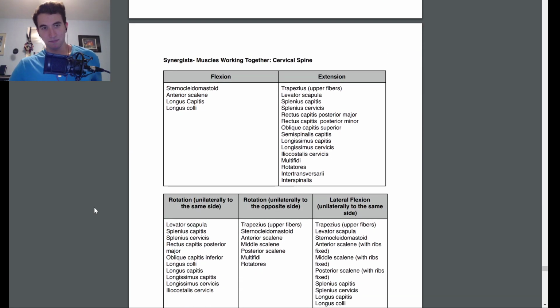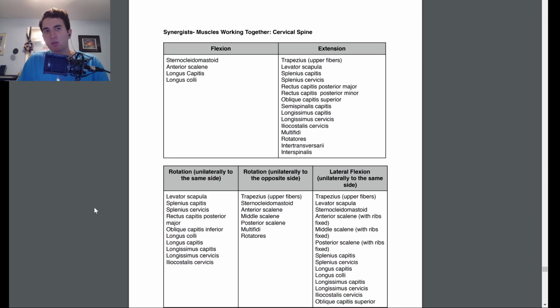So the synergists of the cervical spine. For flexion, you have the sternocleidomastoid, anterior scalene, longus capitis, and longus colli. For extension, you have the trapezius, the upper fibers, levator scapulae, splenius capitis, splenius cervicis, rectus capitis posterior major, rectus capitis posterior minor, obliquus capitis superior, semispinalis capitis, longissimus capitis, longissimus cervicis, iliocostalis cervicis, multifidi, rotatores, intertransversarii, and the interspinalis.